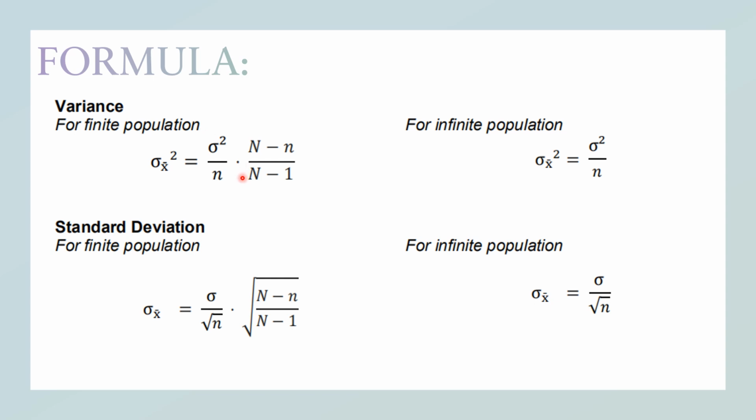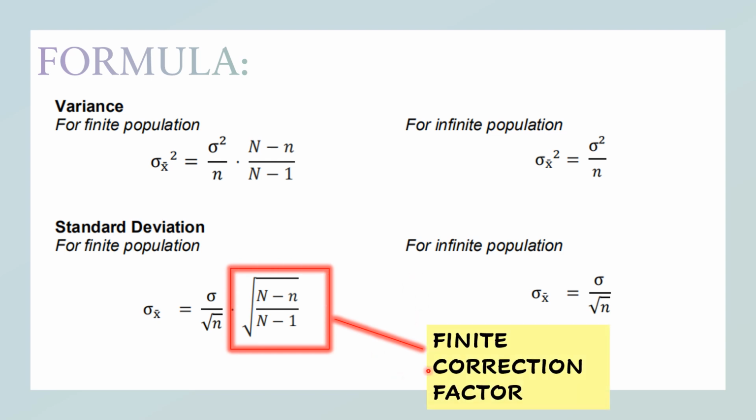So, bibigyan lang natin siya or i-multiply lang natin sa population minus sample over population minus 1. For standard deviation naman, of course, may square root na siya. I-multiply natin yung formula sa infinite population sa square root of population minus sample all over population minus 1. Ano nga ba itong population minus sample over population minus 1? Yun yung tinatawag natin na finite correction factor.